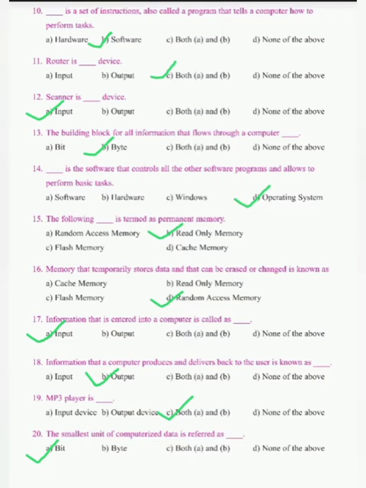MP3 player is dash. A. Input device. B. Output device. C. Both A and B. D. None of the above. Answer: Both A and B.